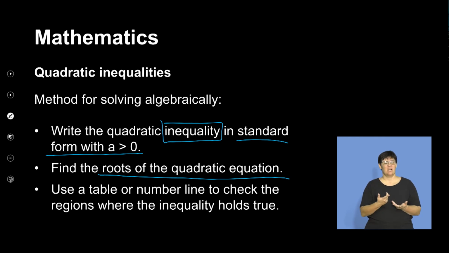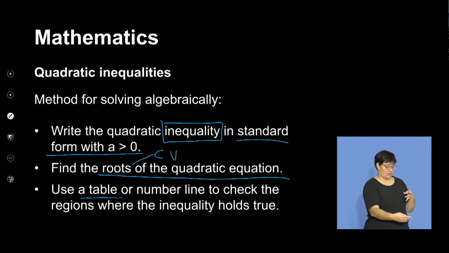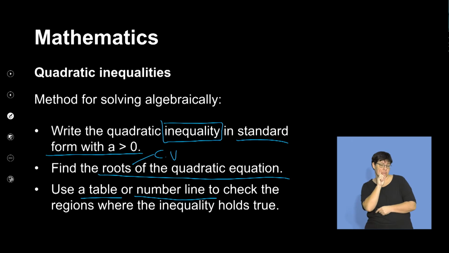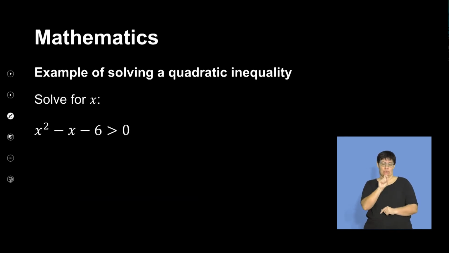The other word for roots, we normally call it the critical values, which I will just say is CV. So it's like the critical values. That's where we're going to use our starting point. So the 2 roots that you're going to find will be our starting point to talk about the solution. You then use either a table or a number line to check whether the regions of that inequality hold true at all times. Because remember, it's all about making the inequality true.